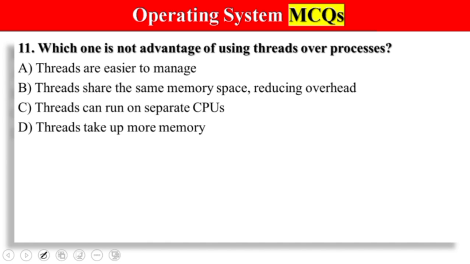Question number 11. Which one is not an advantage of using thread over process? A. Threads are easier to manage. B. Threads share the same memory space, reducing overhead. C. Threads can run on separate CPU. D. Threads take up more memory. The correct answer is D. Threads taking up more memory than the process is a disadvantage of the thread.